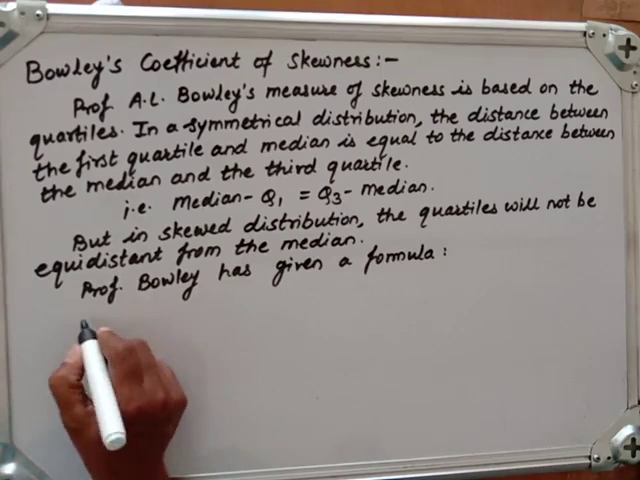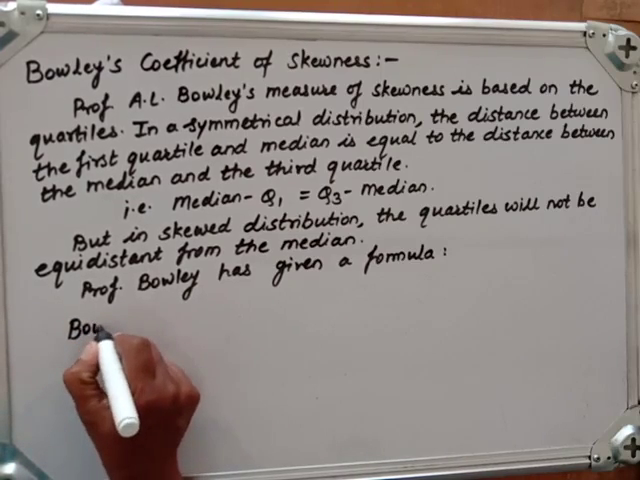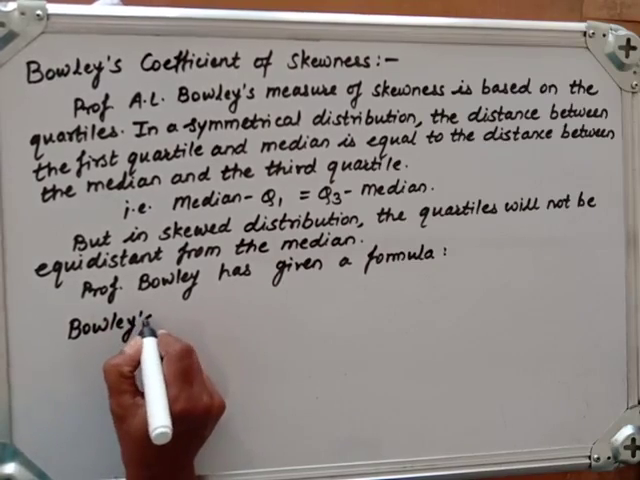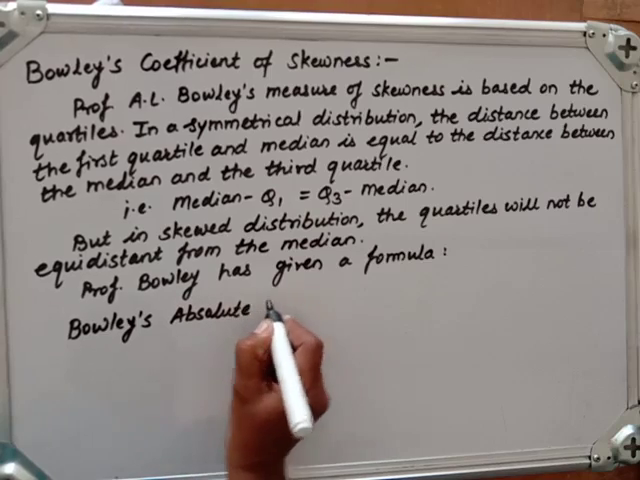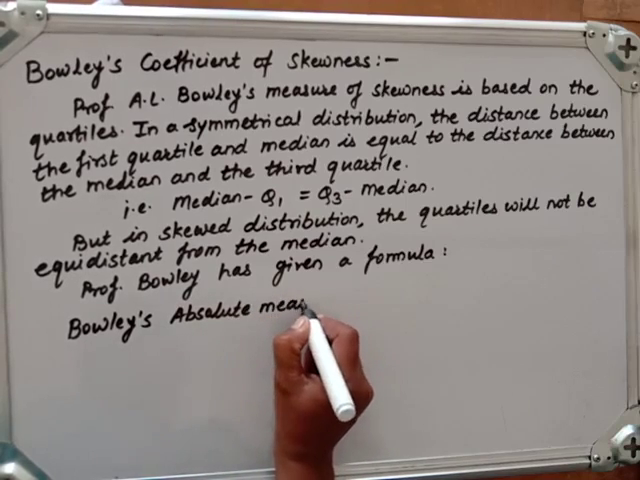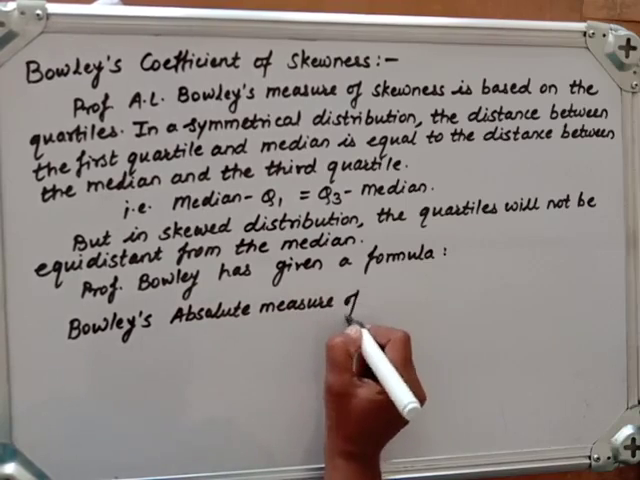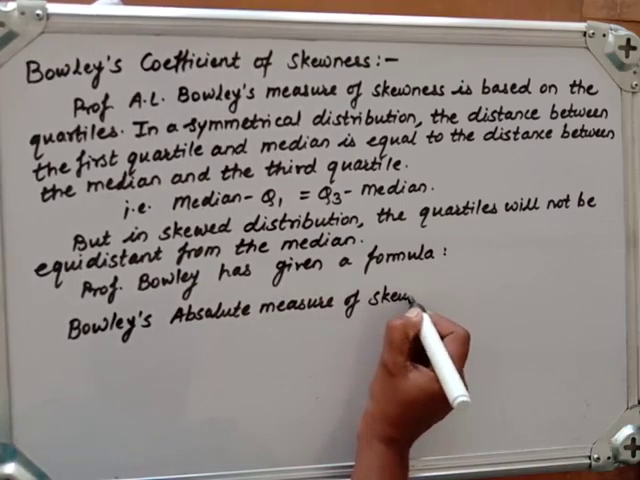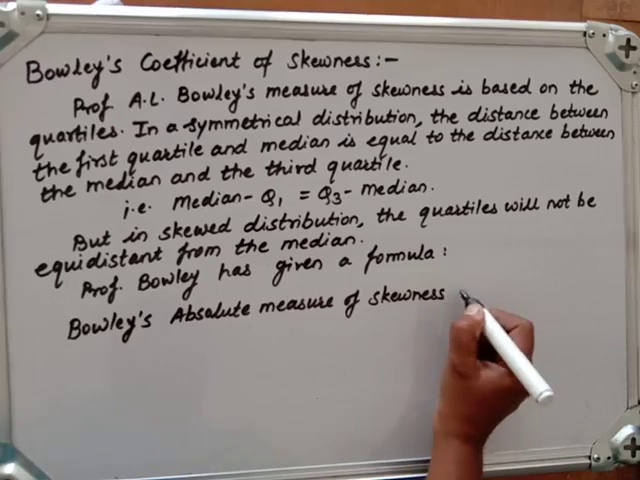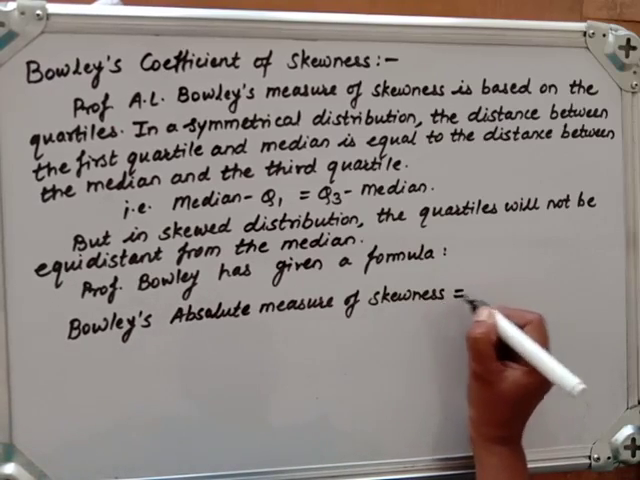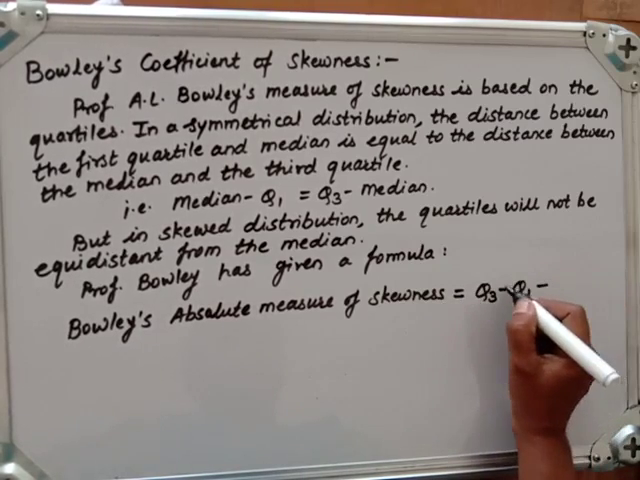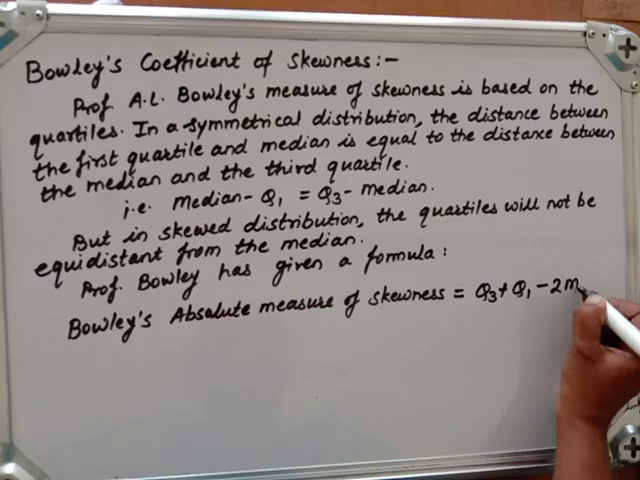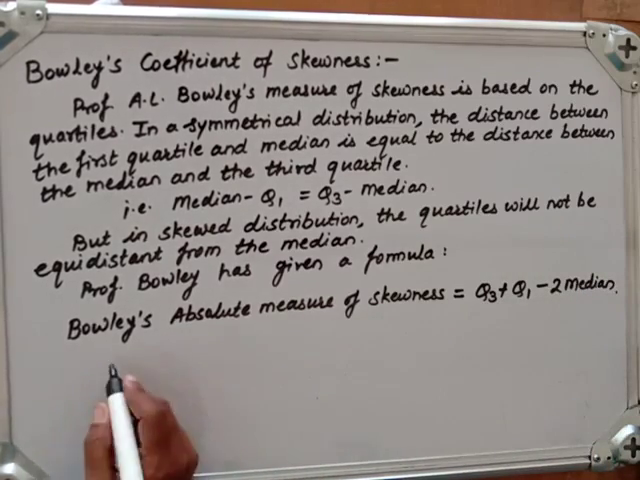First of all, he has given the Bowley's absolute measure of skewness. That is what? Q3 plus Q1 minus 2 times median. This is the absolute measure of skewness.